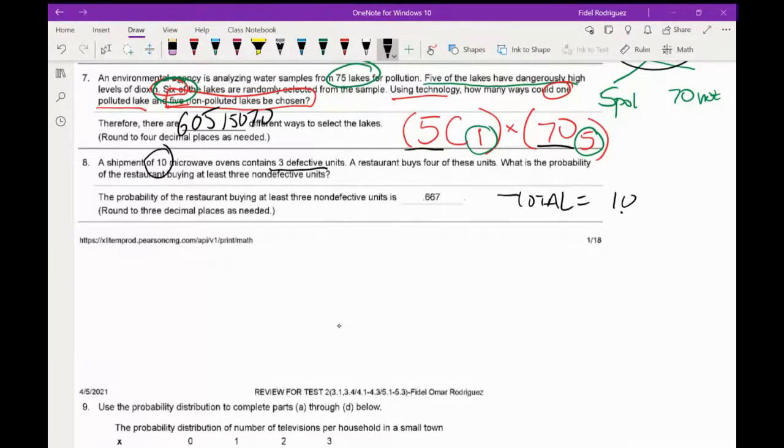I have a total of 10. So 3 of them are defective, which means 7 of them are not defective. Okay. Now it tells me the restaurant's going to buy 4 of them. And it says, what's the probability that the restaurant buys at least 3 non-defective units? Okay. So because this is a probability problem, my answer is going to come out to, you can actually see it right here. Here's my answer.